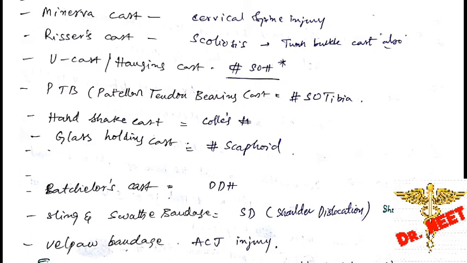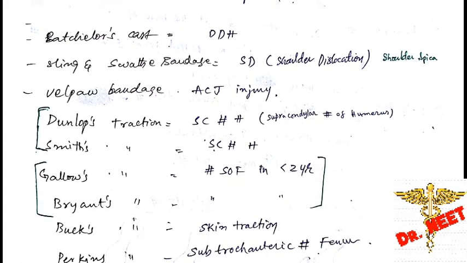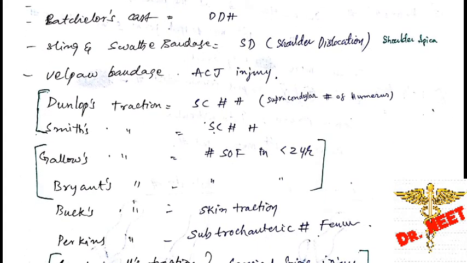Handshake cast is used for Colles fracture. Glass holding cast is used for fracture scaphoid. Bachelor's cast is used for DDH, developmental dislocation of hip. Sling and swathe bandage is used for shoulder dislocation. Velpeau bandage is used for acromioclavicular joint injury. Dunlop's traction and Smith's traction is used for supracondylar fracture of humerus.